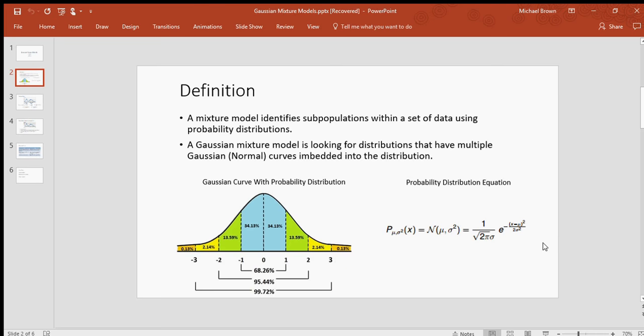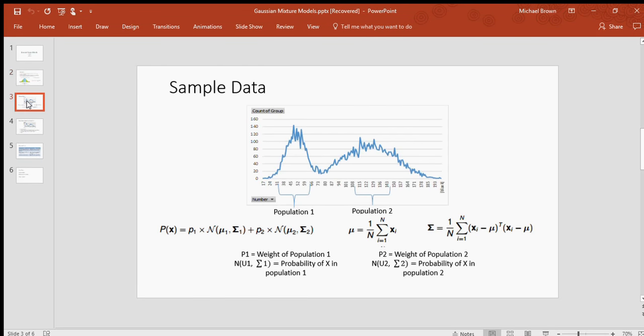A Gaussian mixture model is using the Gaussian distribution, the normal distribution, which can be described using this formula here at the bottom and can be demonstrated through this graph here. So, for example, you have this set of data which clearly has two different populations, but you can't describe it by just one distribution, so you have to put those two distributions together.